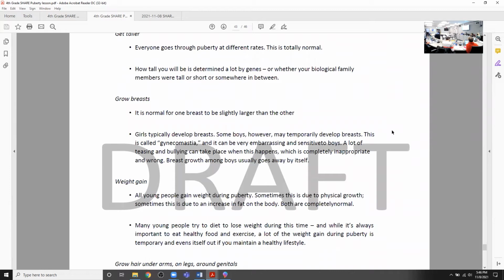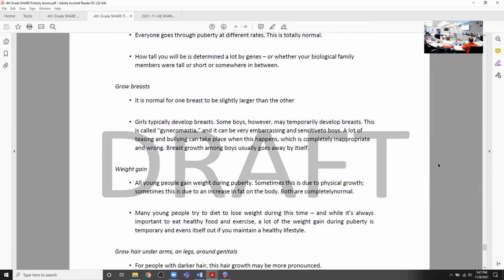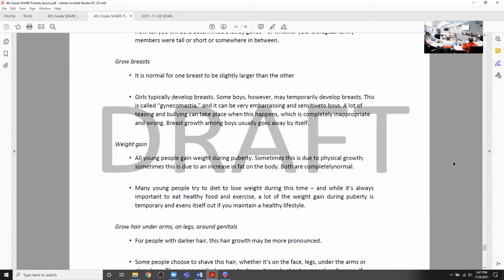Growing breasts: it's normal for one breast to be slightly larger than the other. Girls typically develop breasts. Some boys, however, may temporarily develop breasts. This is called gynecomastia. It may be very embarrassing and sensitive. A lot of teasing and bullying can take place when this happens, which is completely inappropriate and wrong. Breast growth among boys usually goes away by itself.